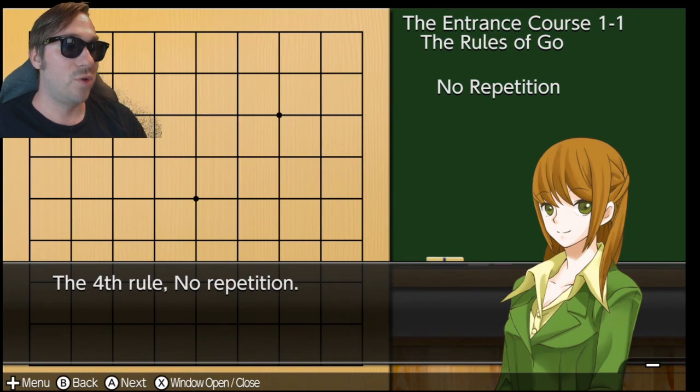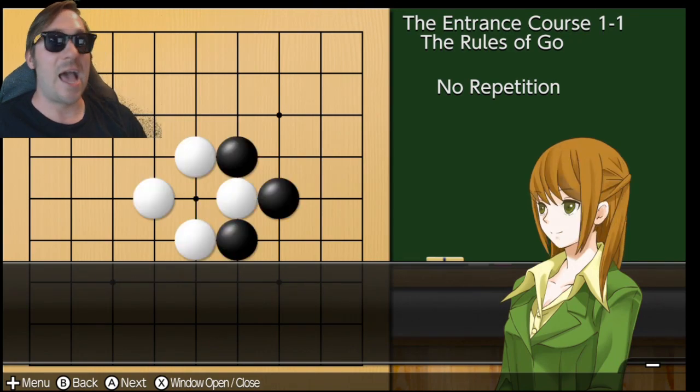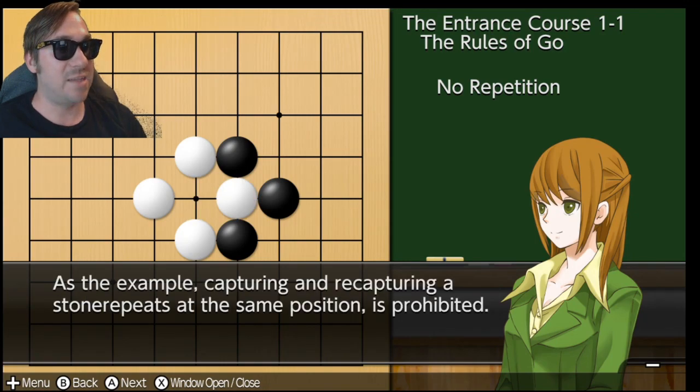So fourth rule, no repetition. So you can't jump back and forth like that. Okay, that's fine. As an example, capturing and recapturing a stone repeatedly at the same position is prohibited. So again, the translation here is that repeated capturing of a stone in a position, when you've got your 4x4 right next to each other, you can't do that. So you can't jump back and forth and take a position that you just lost.